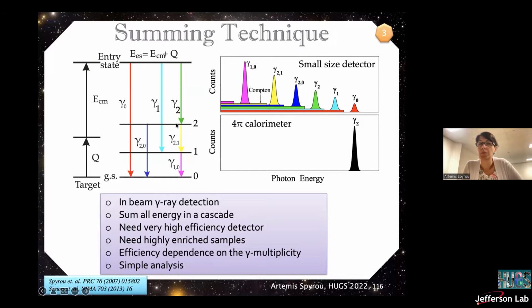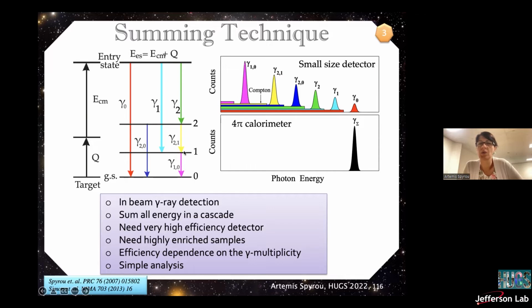So gamma 2 could be in coincidence with gamma 2, 0, because the nucleus could decay like this and then de-excite like this, or gamma 2 could be in coincidence with gamma 2, 1 and 1, 0. But they both start from the same state, so they would never come out in coincidence. It would be 2 different nuclei that would follow these 2 paths. Yeah, sorry, I meant the magenta 1, 0. Oh, sorry, 1, 0. Yes, those 2 are in coincidence.